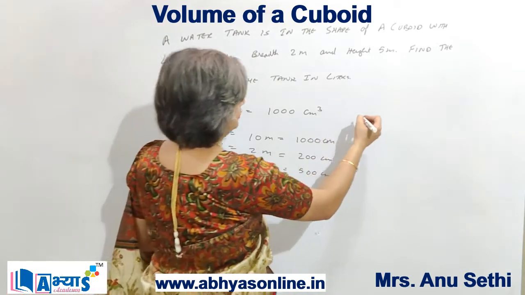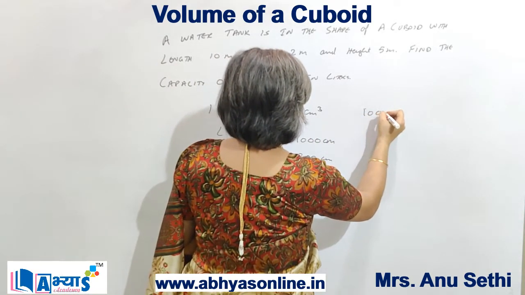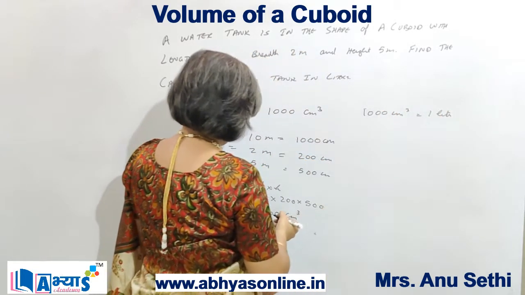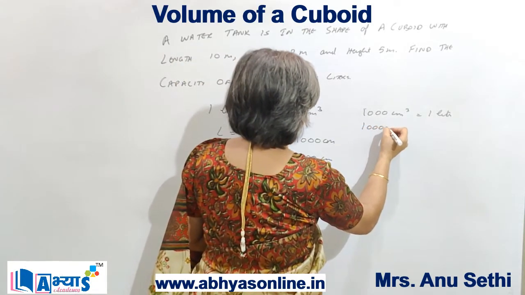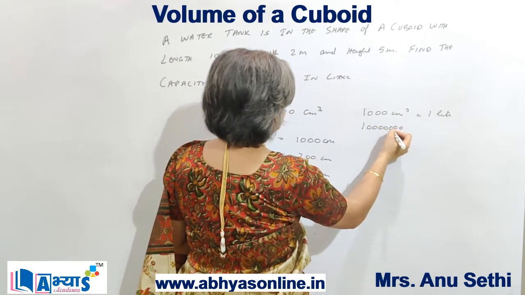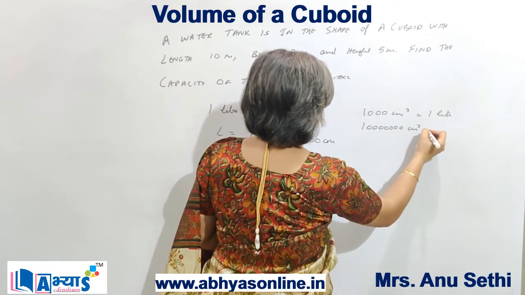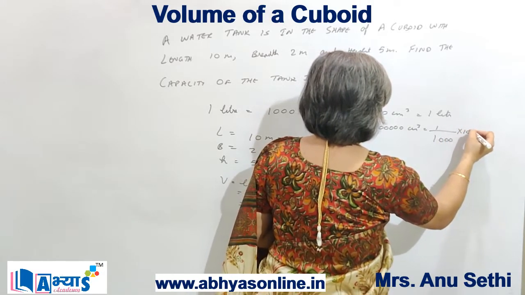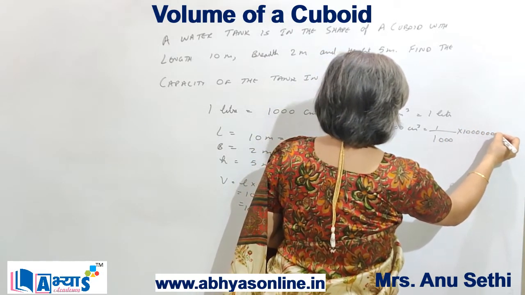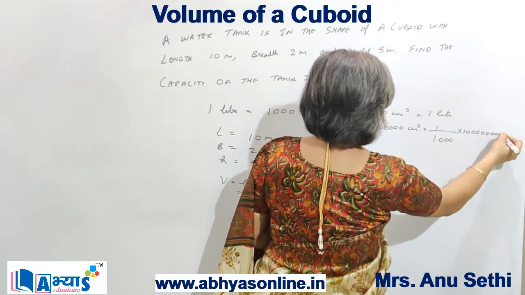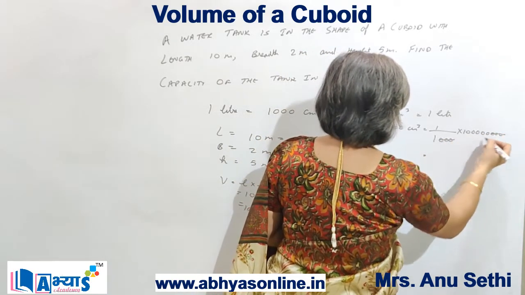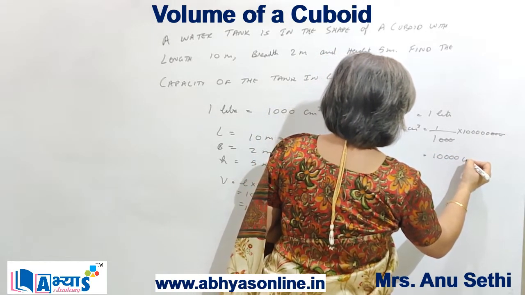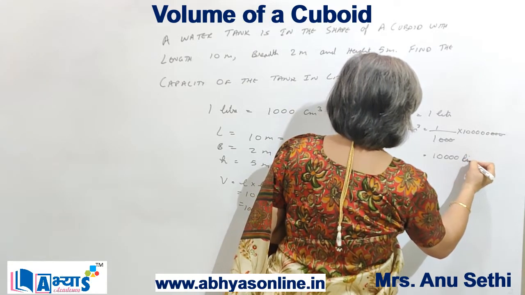Now if I have 1000 centimeter cube, it will be equal to 1 liter, but I have 1 and 8 zeros of centimeter cube, which will be equal to 1 upon 1000 into 1 and 8 zeros. 3 zeros will cancel out. It will be 1,00,000 liters.